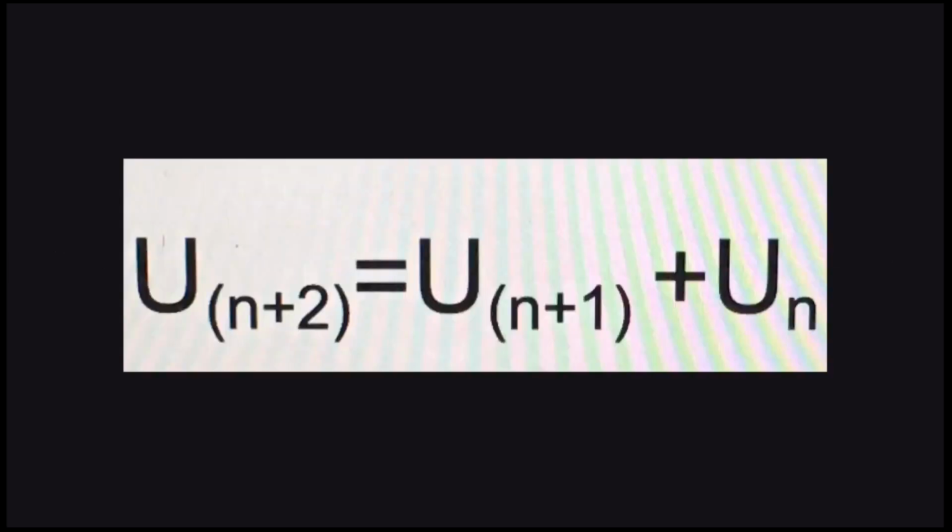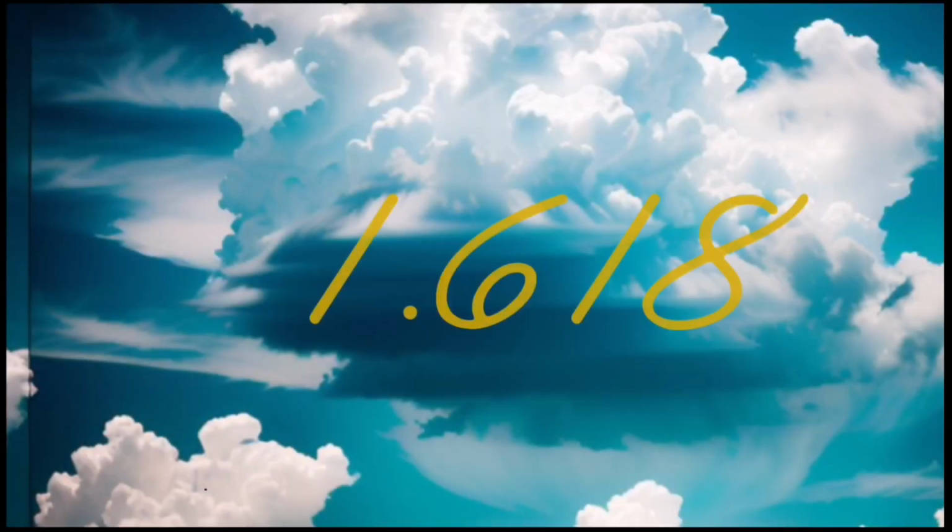In 1634, mathematician Albert Girard determined the formula u subscript n plus 2 equals u subscript n plus 1 plus u subscript n, u being the term and the subscript being the position in the sequence. Then, in 1753, mathematician Robert Simson found that the larger the numbers got, the closer the ratio between them got to the number 1.618, also known as the golden ratio.